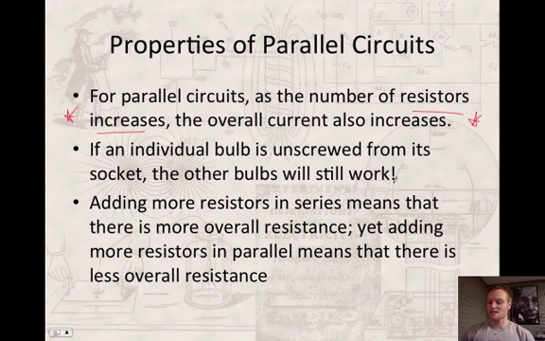This is just a summary of the previous two slides. Adding more resistors in series means that there is more overall resistance, yet adding more resistors in parallel means that there is less overall resistance. And this, to me, at first, when you read it, does not make sense. But I think when we go back to my skier analogy, this will make a lot of sense in just a second. So I'm going to explain this with a picture.